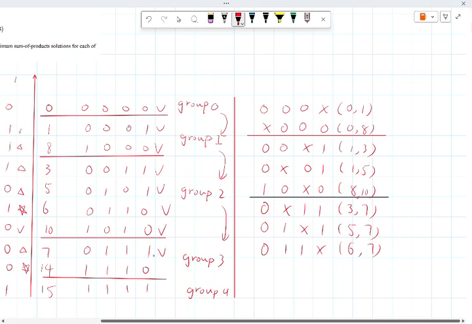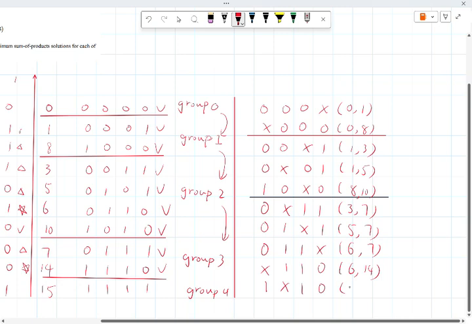Okay. And 6 and 14. X, 1, 1, 0. X, 1, 1, 0. 6 and 14 is ticked. And next one, 10 and 7. No. 10 and 14. 1, x, 1, 0.